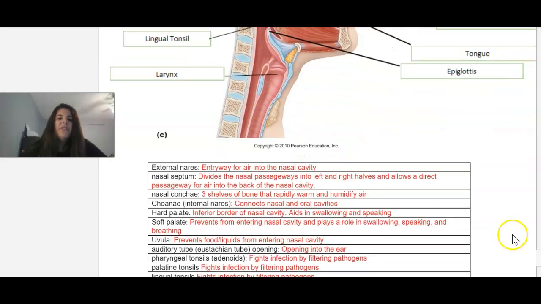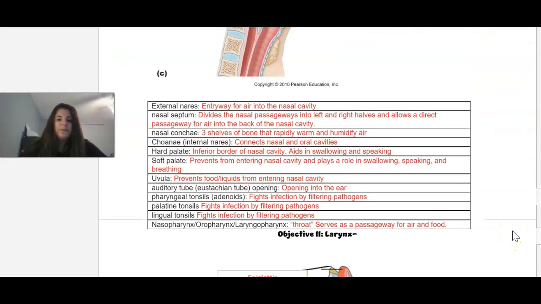If we look at the functions of these different parts, again, your external nares are the entryway for air into the nasal cavity. Your nasal septum divides that passageway into left and right halves so that it allows direct passageway for air. Your nasal conchae are the three shelves of bones that quickly humidify and warm the air. Your choanae connect your nasal and oral cavity, that region in between. Your hard palate, so again, stick your tongue up at the top of the roof of your mouth.